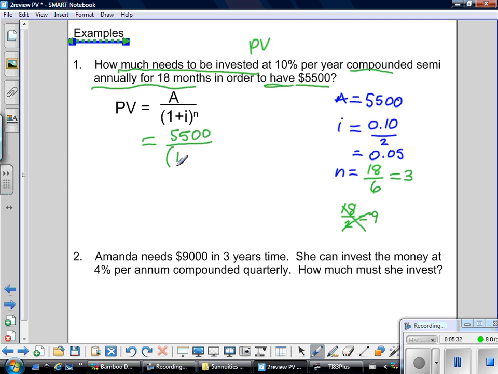and we have 1 plus the 0.05, and it is to the power of 3. And taking our calculator, we end up with $4,751.11. Notice that number is much smaller than the A, and it should be because we're making interest.